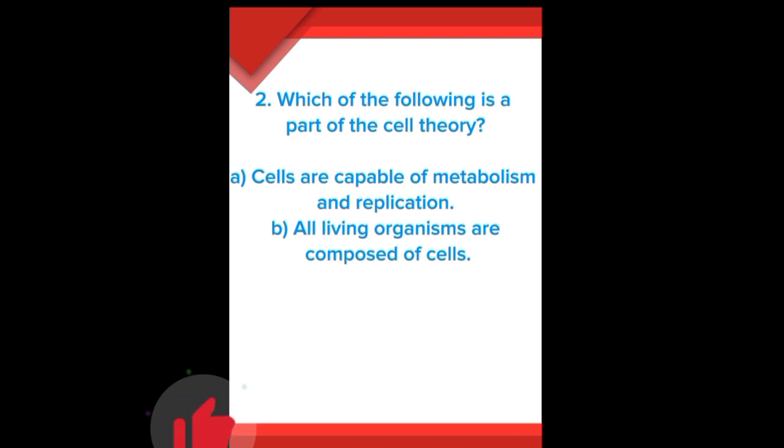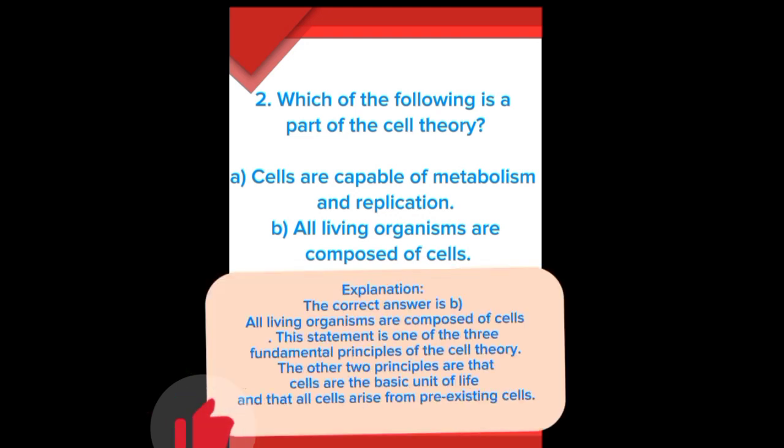2. Which of the following is part of the cell theory? A. Cells are capable of metabolism and replication. B. All living organisms are composed of cells. Explanation. The correct answer is B. All living organisms are composed of cells. This statement is one of the three fundamental principles of the cell theory. The other two principles are that cells are the basic unit of life, and that all cells arise from pre-existing cells.